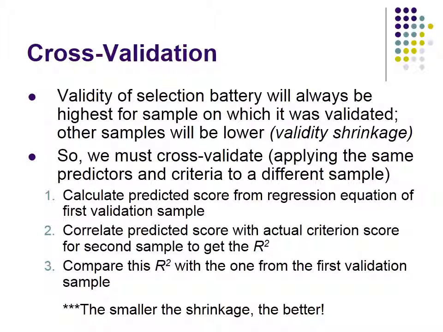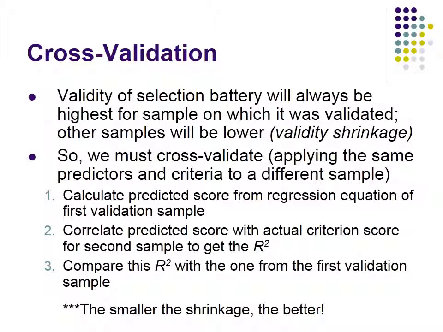So if we really want to know how much performance we're explaining, we need to do a cross-validation study after we do our regular validation study. So we do a regular validation study, either concurrent or predictive, and then a couple months later with a new group of people applying to the organization, we would rerun that study. So we must cross-validate, applying the same predictors and criteria to a brand new sample. We then calculate the predicted score from the first sample. In other words, we'd go, based on the data we gathered the first time we ran this study, we would expect your performance to be this.